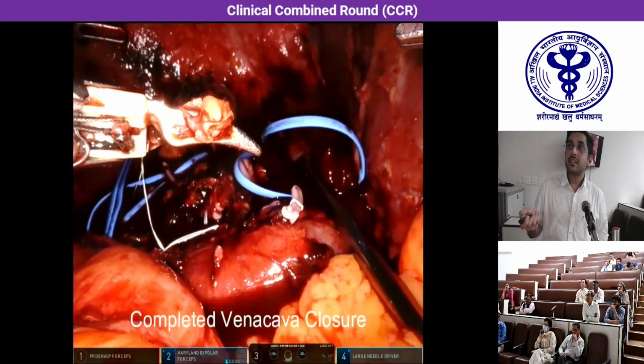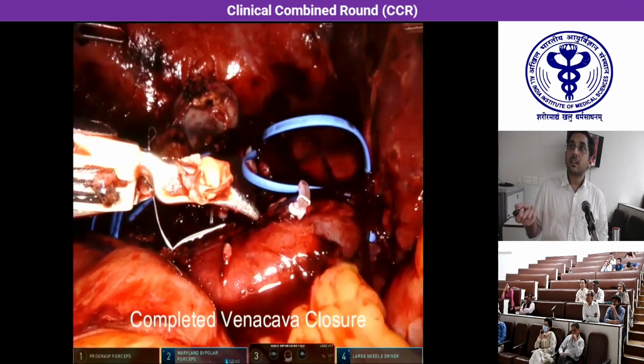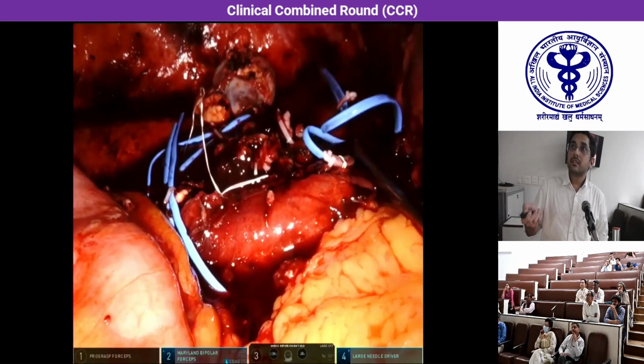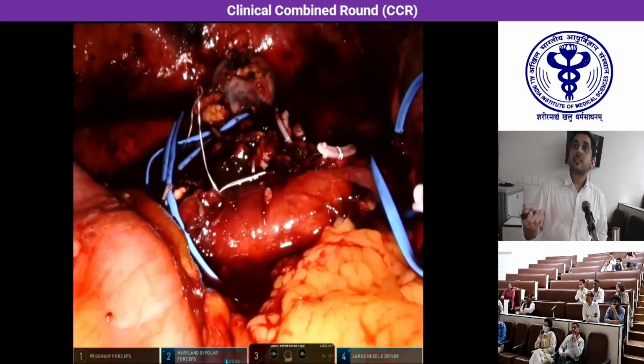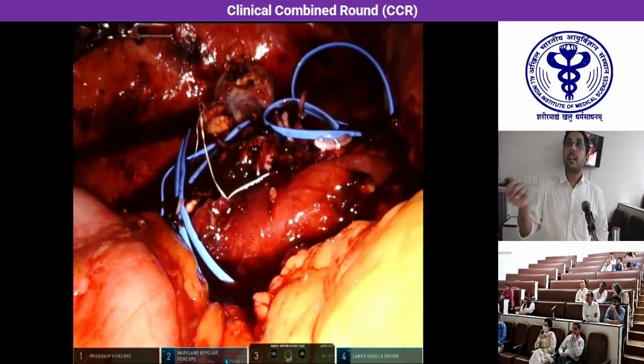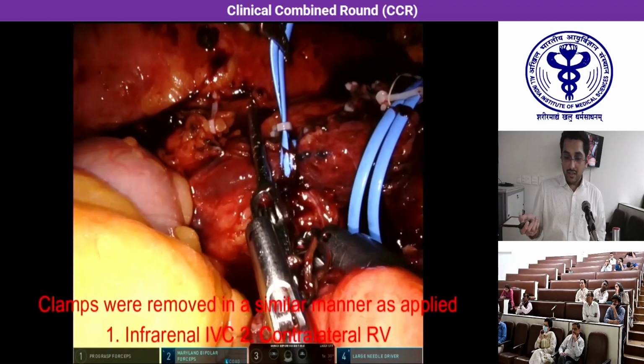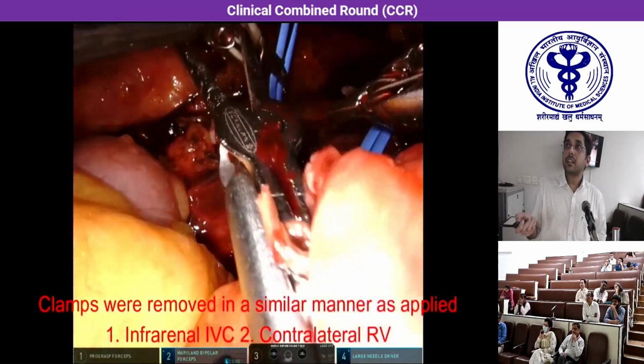You can see the IVC is well distended. There is no leak, no bleeding. And we are just cleaning the area right now. And then we will start with sequential unclamping, the same way that we did the clamping part. So this is the infrahilar IVC being unclamped.